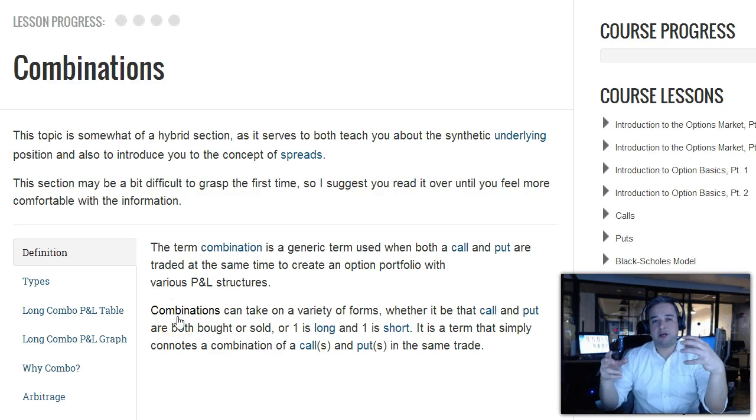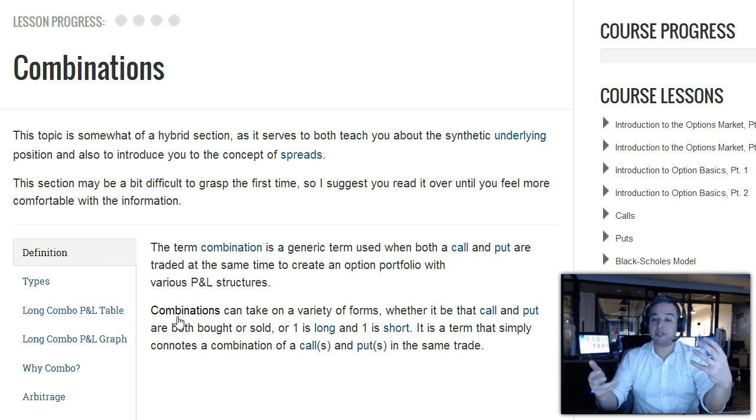There's a term in option trading called combination. Now, a combination is when you trade a call and a put together. You're combining a call with a put. You could buy both, sell both, or buy one and sell the other. Again, it's a kind of generic term. On the floor, we would refer to combination as buying a call and selling a put, or vice versa.